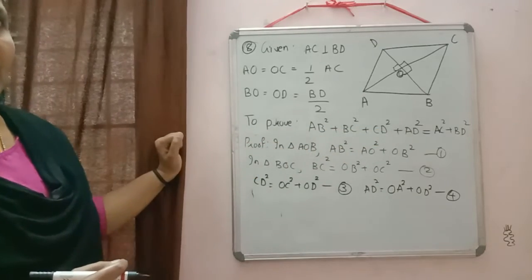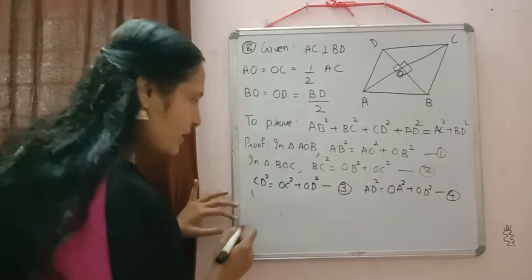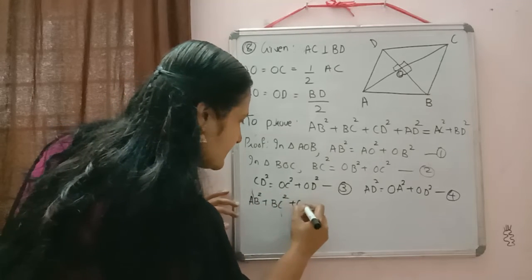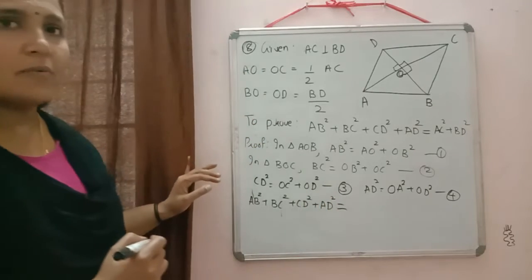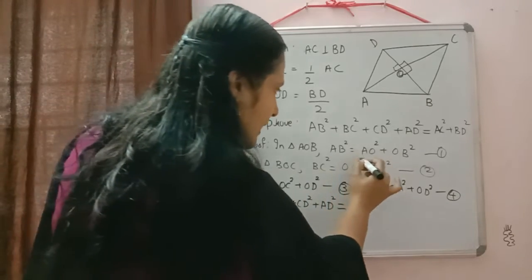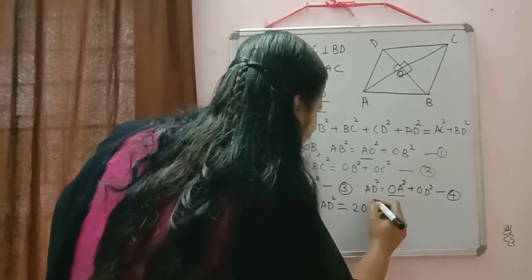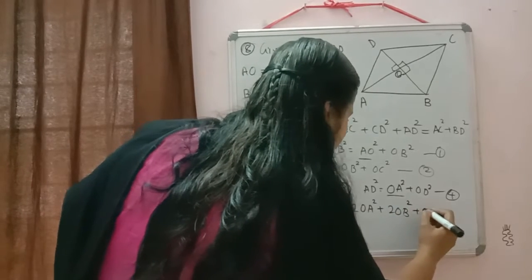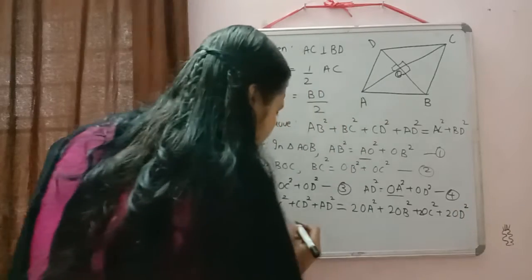And on the left hand side, we need the addition of all the sides. So adding all the equations, what will come on the left hand side? We will get AB square plus BC square plus CD square plus AD square is equal to. On the right hand side, check: the side OA is how many times? 2 times. So we can rewrite it as 2OA square, plus in the same way OB also 2 times, so 2OB square plus 2OC square plus 2OD square.